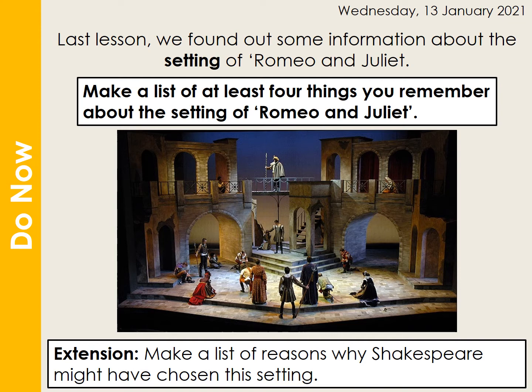So last lesson we found out some information about the setting of Romeo and Juliet. Can you remember the city? If you guessed Verona, you're right. So make a list of at least 4 things you remember about the setting of Romeo and Juliet. And once you finish that, the extension at the bottom, make a list of reasons why Shakespeare might have chosen this setting.